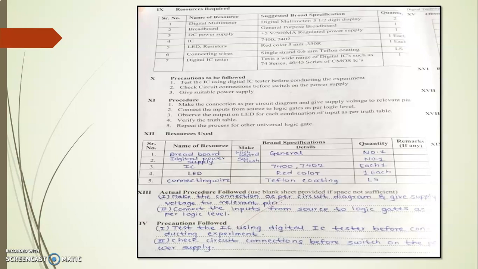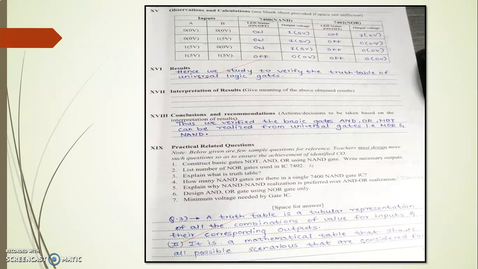You can see here the resources used. We require a breadboard, digital power supply, IC, LED and connecting wires. We require 7400 and 7408 ICs. In the observation and calculation, the inputs are 0 0, 0 1, 1 0, 1 1. For 7400 NAND, for 0 0 the LED will be on. For 0 1 on, for 1 0 on and for 1 1 off. For 7402 NOR, 0 0 is on and the rest of the 3 are off. That means for on the voltage is 1 and for off the voltage is 0, that is 5 volts.